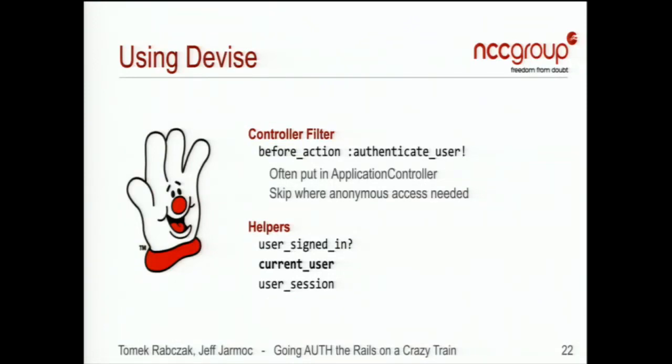When it comes to actually using Devise in our application, the way we do that is through some filters and helpers that are available to our controllers. The controller filter there is a before action callback, so it's going to run before the controller action, and it simply authenticates the user, determines their identity, and stores that as the current user. This is often put in the application controller, and Tomek will touch on the inheritance of controllers a little bit, but that way all the controllers across the application will inherit that dependency and require authentication unless it's explicitly disabled for a given controller that needs to be available anonymously. So that's a good pattern.